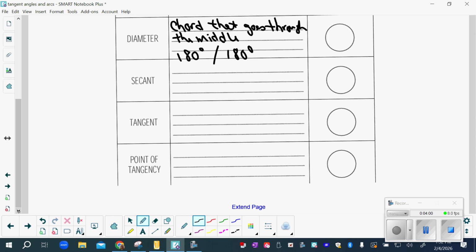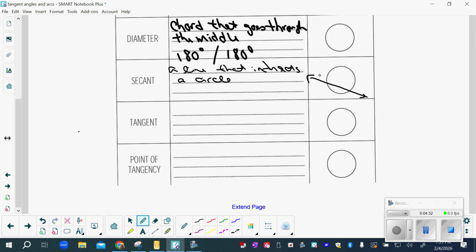A secant is a line. I'm going to make it a little thinner so you can read it better. A line that intersects a circle. It goes through it. So it's not part of it, but in this case, it's more. It's not just a little piece, it's more. So we're going to have some outside stuff.